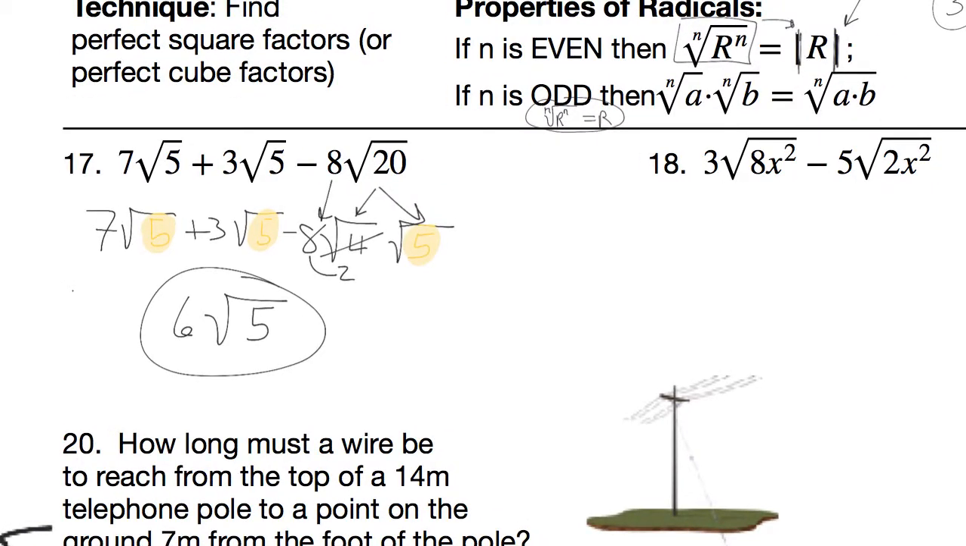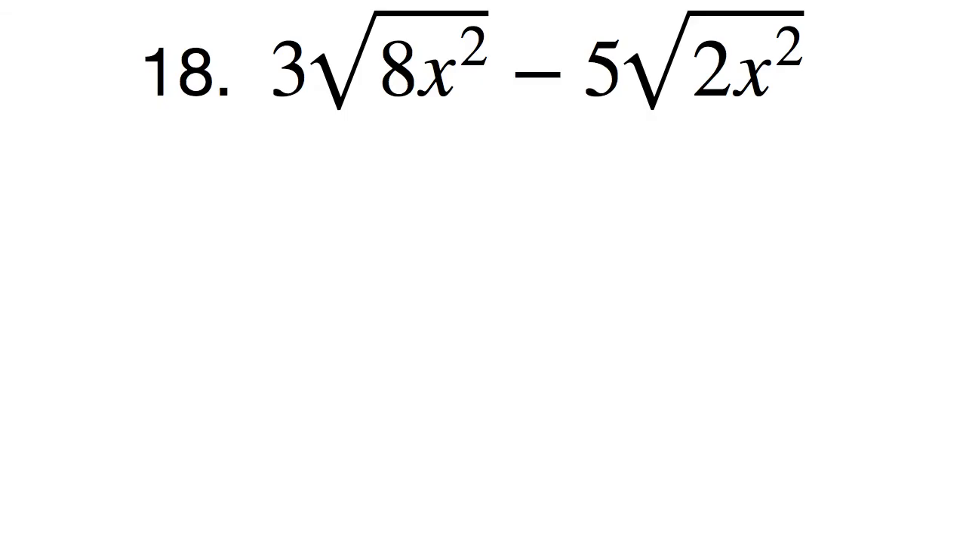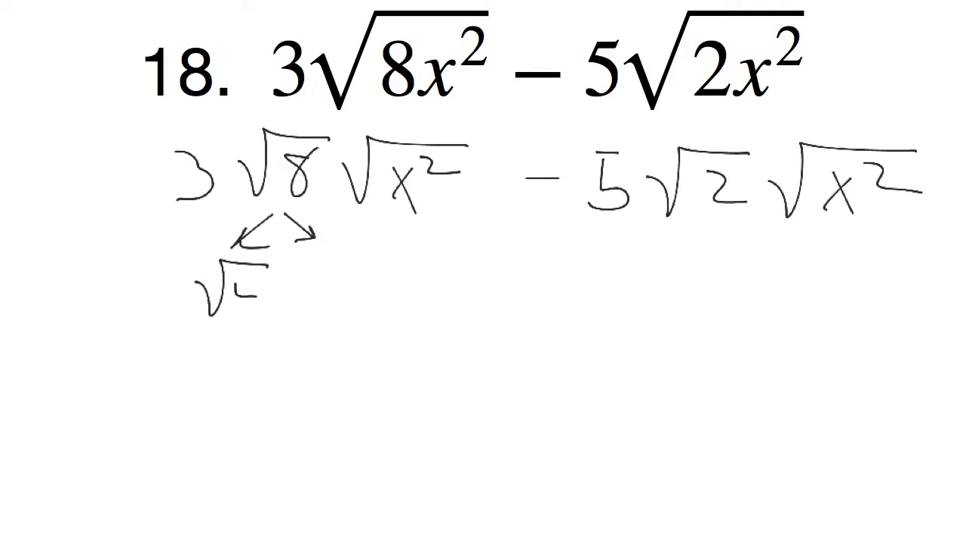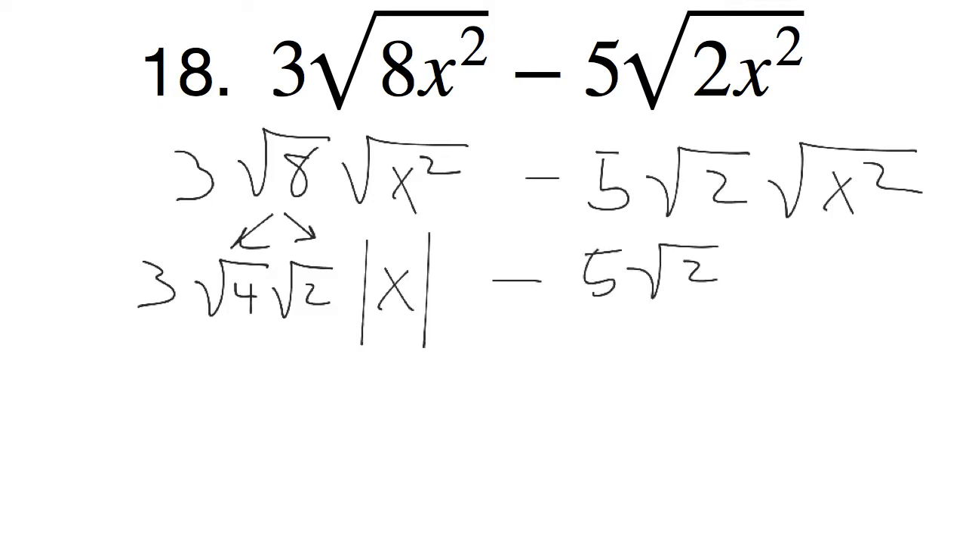Moving right along. Let's simplify what we see in the square roots. This is going to be 3 times the square root of 8 times the square root of x squared, just to split them apart a little bit, minus 5 times the square root of 2 times the square root of x squared. Well, the square root of 8, there's a perfect square factor, and that's 4. The square root of 4 is 2. The square root of x squared is the absolute value of x, minus 5 square roots of 2 times, again, the absolute value of x.